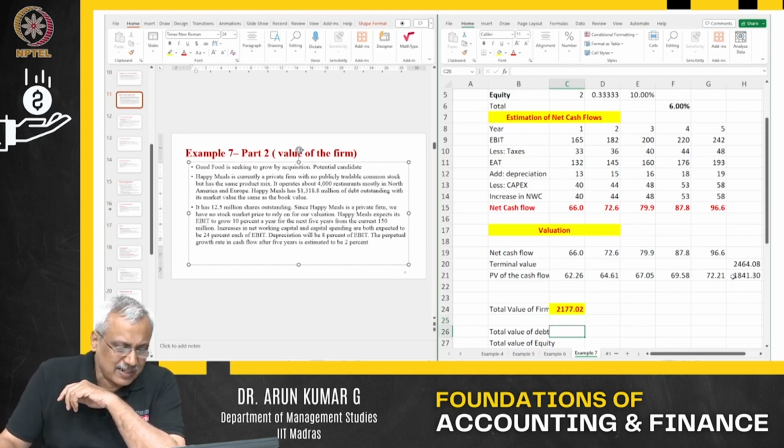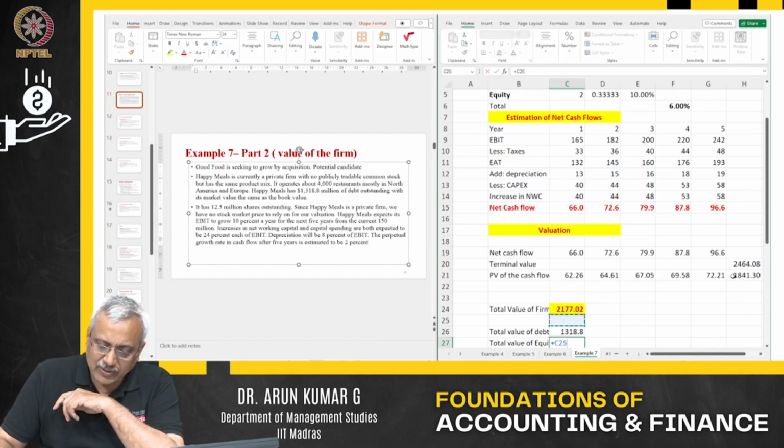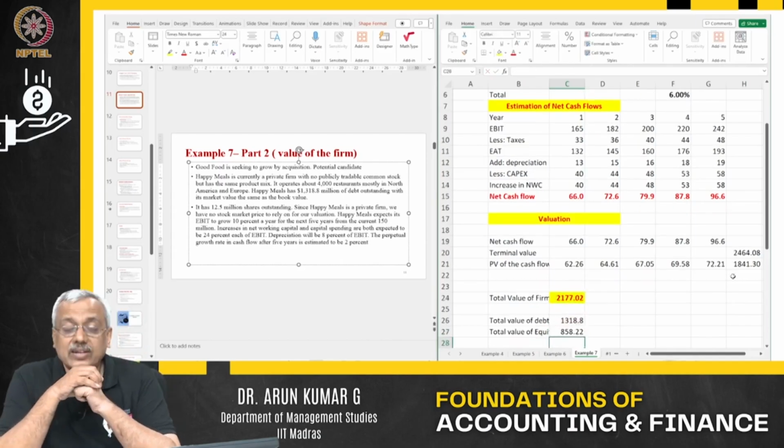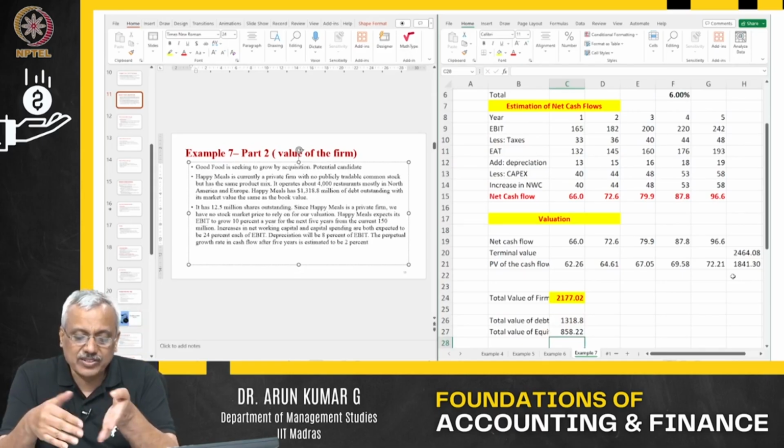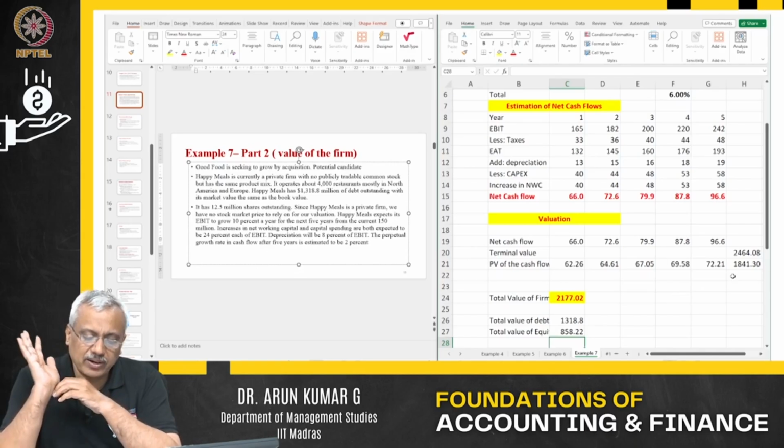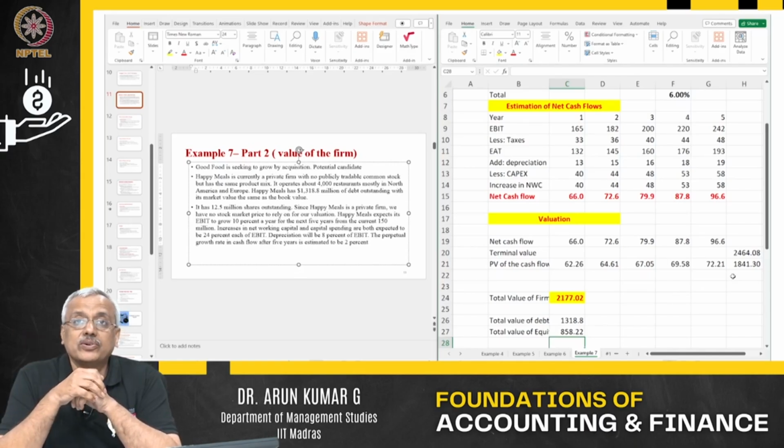What is the debt? Debt in the firm is 1318.8 million. I am knocking it off. What is the value of the equity then? Value of the equity is the value of the firm minus the value of debt. The value of equity is about 858.22 million. So WACC is used for discounting and valuation of the firm, and that's how we use it. I hope it is clear.